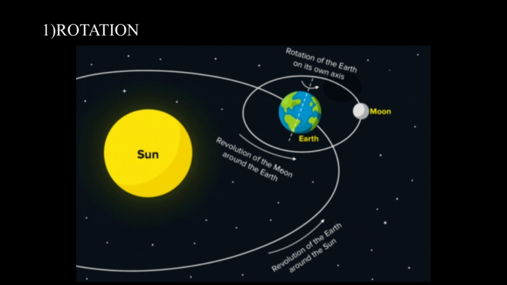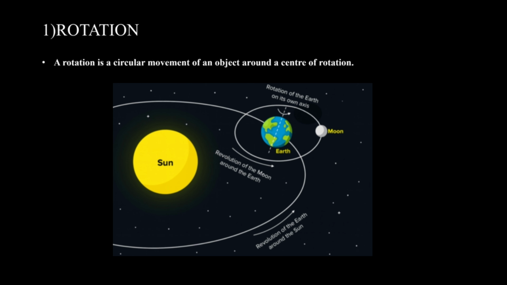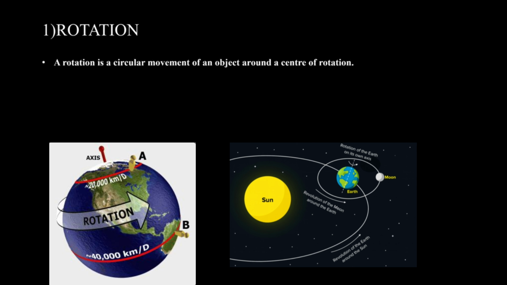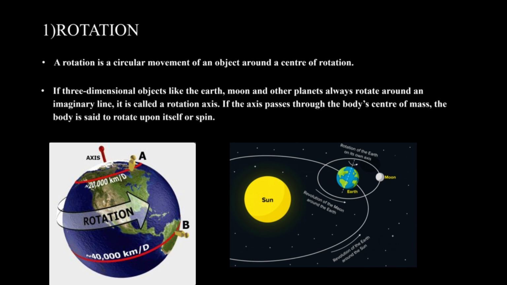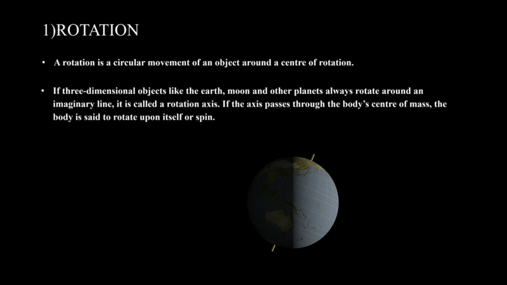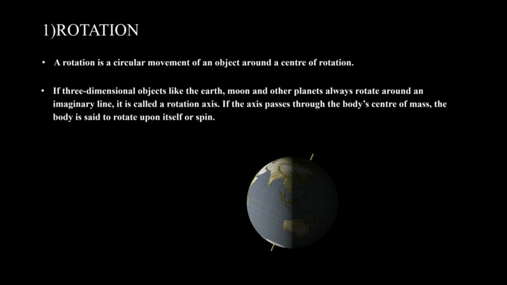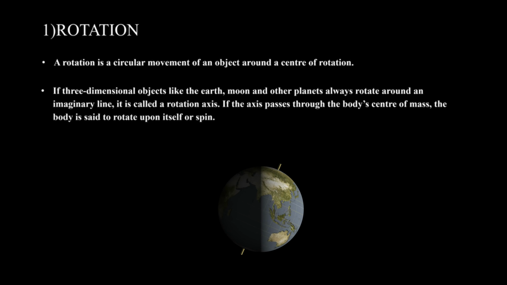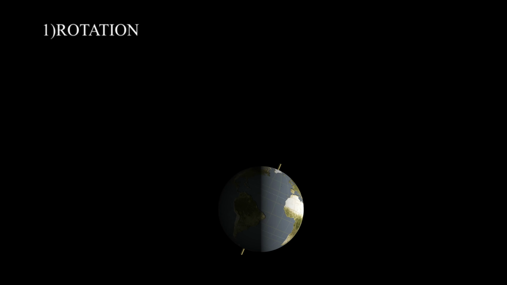So what is rotation? A rotation is a circular movement of an object around a center of rotation. If three-dimensional objects like the earth, moon and other planets rotate around an imaginary line, it is called a rotation axis. If the axis passes through the body's center of mass, the body is said to rotate upon itself or spin. So now we will see what is meant by rotation of the earth.